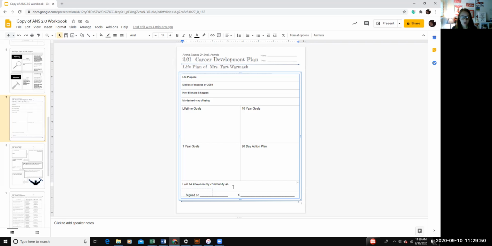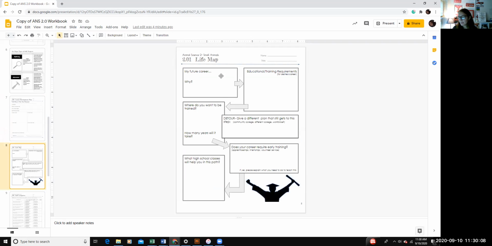Maybe you're a farmer or a different business owner that provides a good business for that community. What would you want to be known as? And then you can just type your signature so you don't have to print it to sign it.